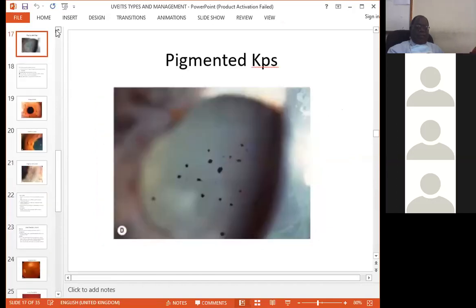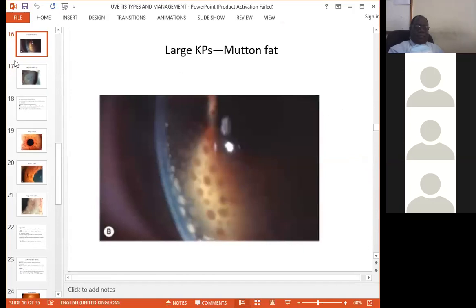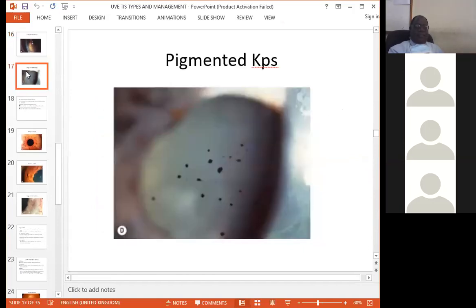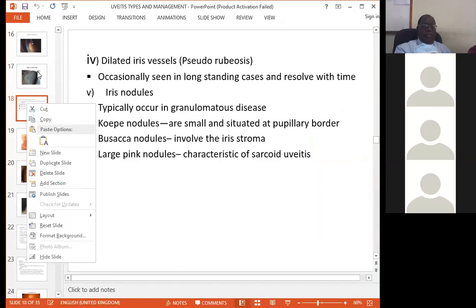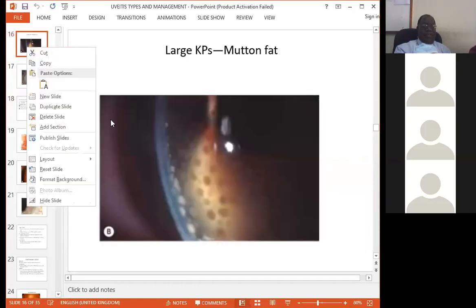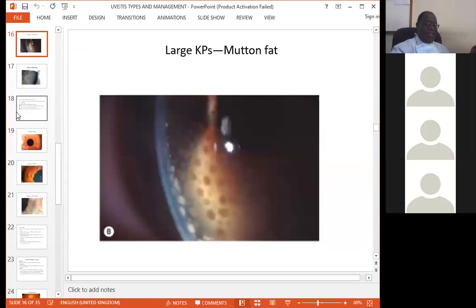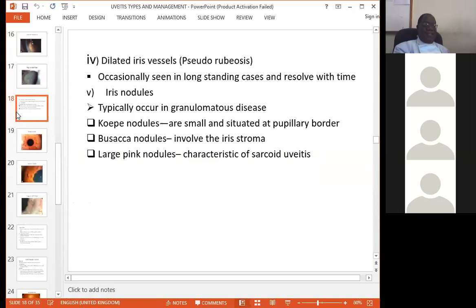These are pigmented KPs. It means they've been there for a long time. They get that pigmentation. These ones are not pigmented. Mutton fat KPs, like fat. These are pigmented.